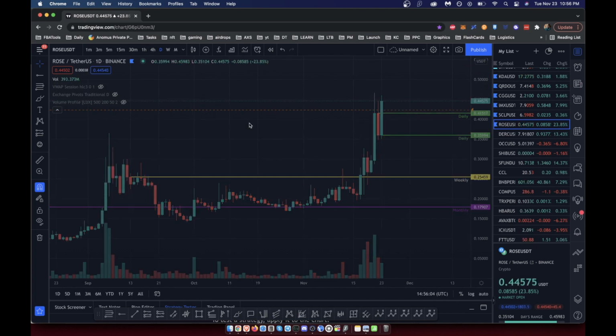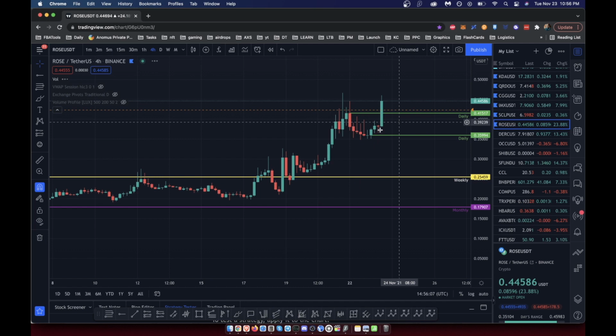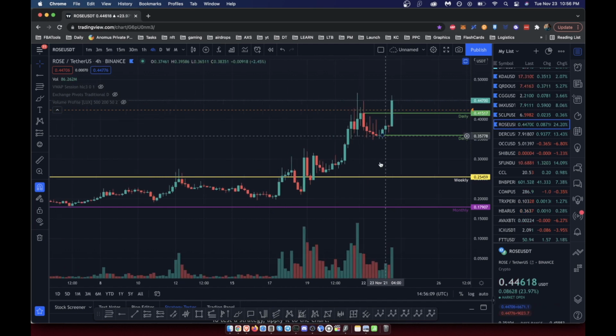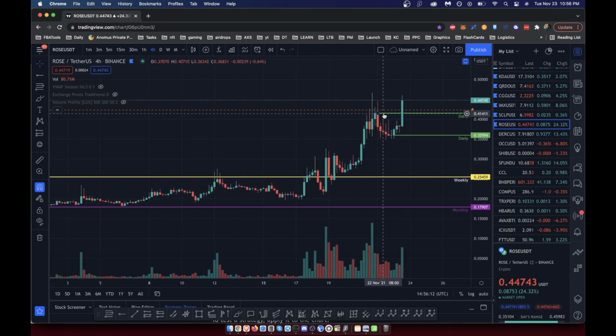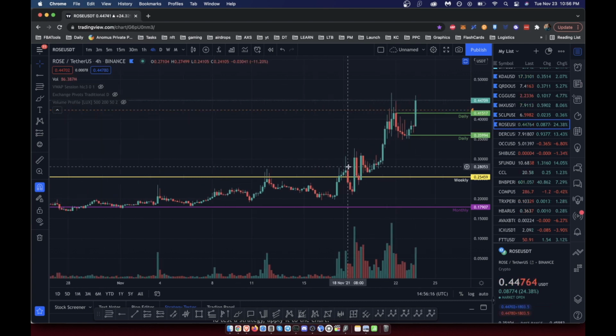Next, we do a 4-hourly candle. So every candle is 4 hours long. You can see that the daily is pretty much the exact same as this 4-hourly on both of these.